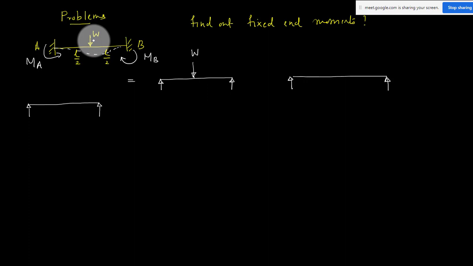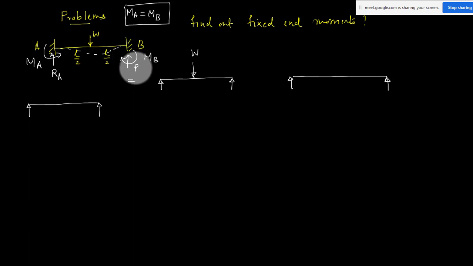Your beam has symmetric geometry as well as symmetric loading. So if your beam is completely symmetric, your MA value will be equal to MB, because all the reactions and the moments at the ends will be equal. So here I will have a vertical reaction RA and a moment MA, and here MB and RB. There won't be any horizontal reactions. HA and HB will be 0, because there is no load in the horizontal direction. These are the reactions acting on the beam.